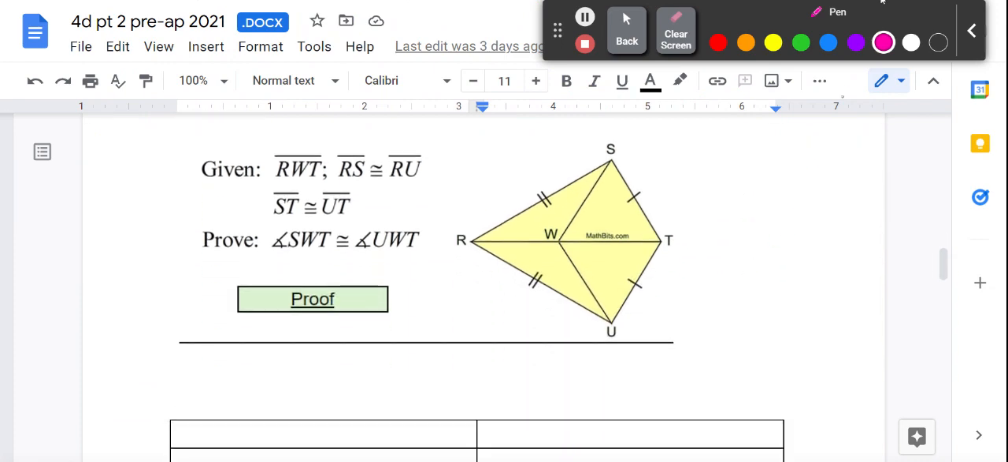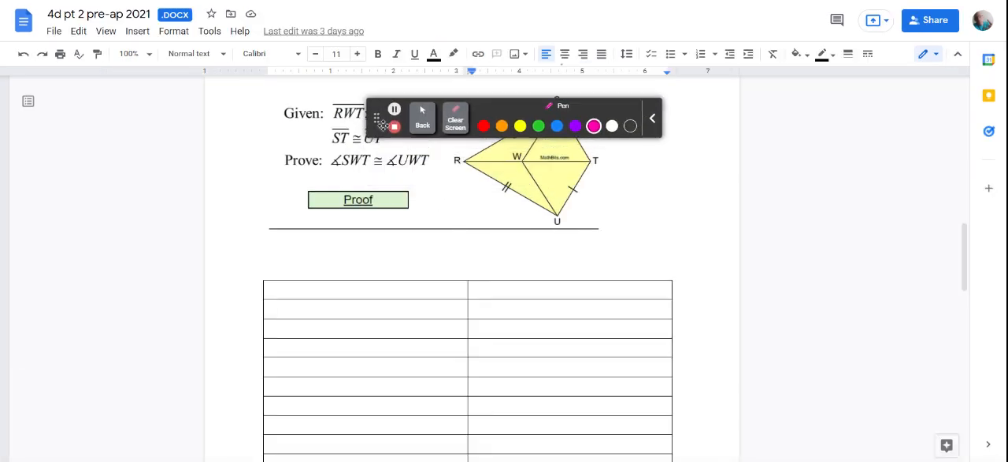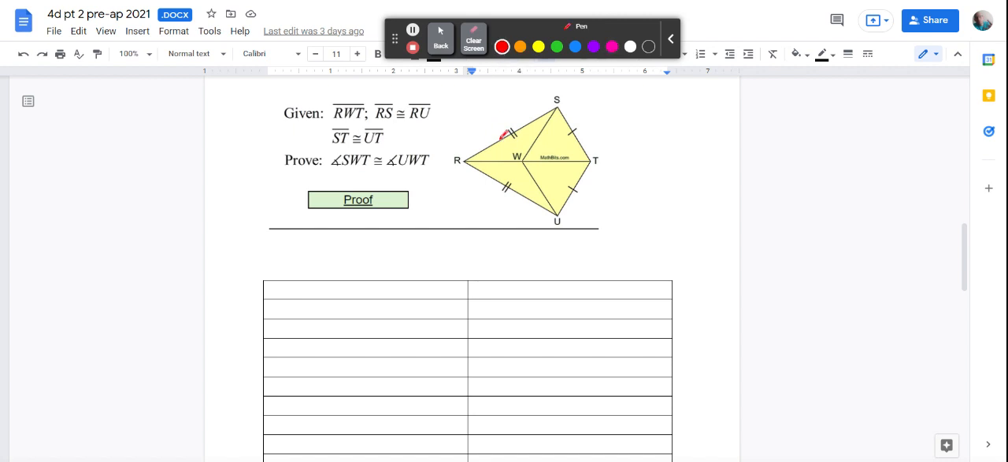Okay, coming down here. And my fourth period class did a really good job figuring this one out pretty quick, okay? What we're trying to prove is this angle SWT is congruent to angle UWT down here. And so we have all this stuff. So again, what I'm going to do is take all this given stuff and put all the given stuff in the first box.